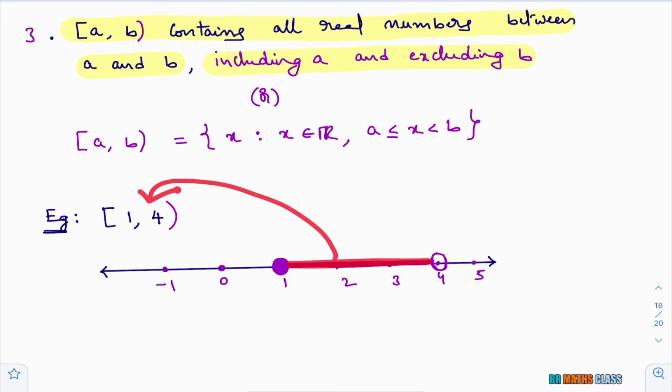As it is closed, 1 is included, right? Here, look here, for the 4 side, the open bracket is there, no? That means that 4 is excluded. That's why I have written an open circle here. I hope you are understanding.